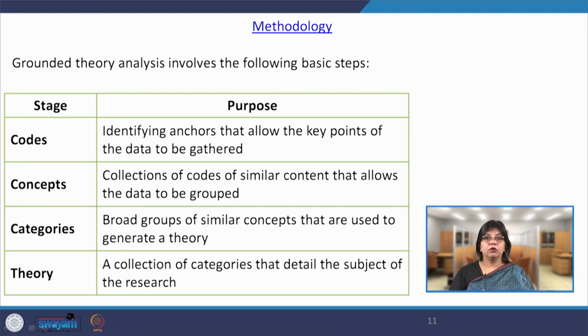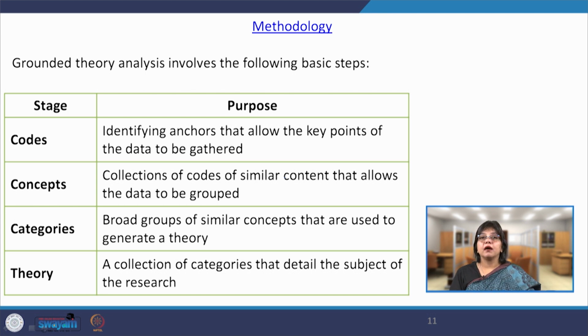Next comes methodology. So, how is grounded theory being used? No doubt it is a qualitative research method, but how to make it more applicable, how to use that theory in qualitative analysis? There are certain steps that are followed by social psychologists when they are using grounded theory as an area of study. It has four stages. The first is codes, concepts, categories and theory.